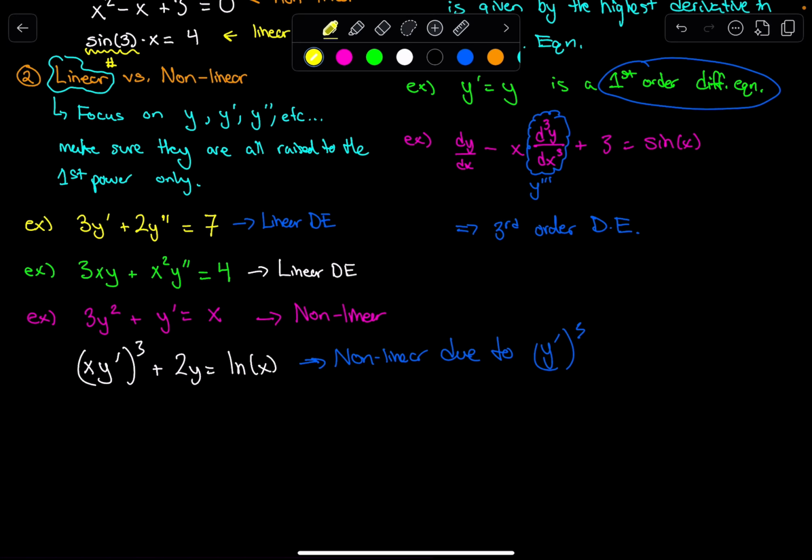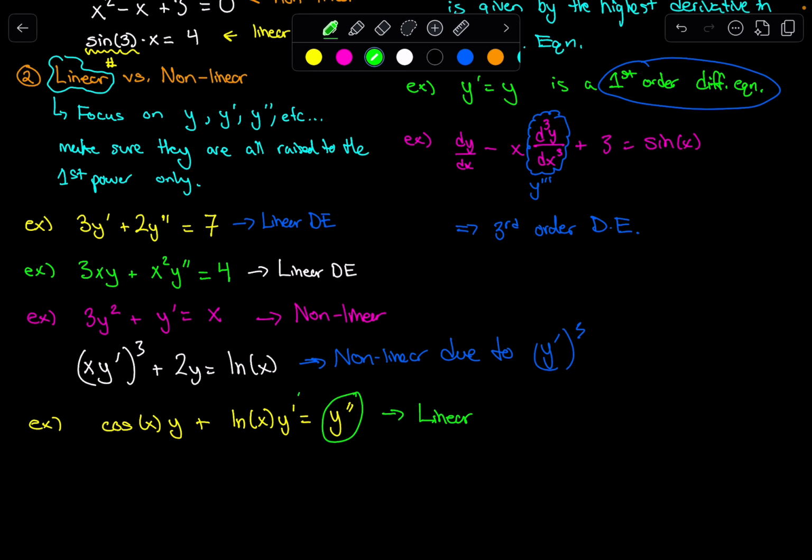So a good one to test your understanding would be: does cosine of x multiplied by y plus the natural log of x times y prime equals y double prime, is this a linear or nonlinear ODE, or excuse me, differential equation? And the answer is this is also linear. It's linear with respect to y. This term, and this term, all the stuff with y's, they are all raised to the first power. They're not inside of logarithms, nothing like that. So we are good to go.